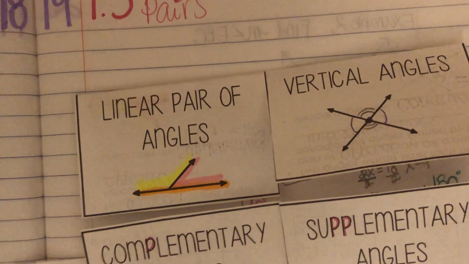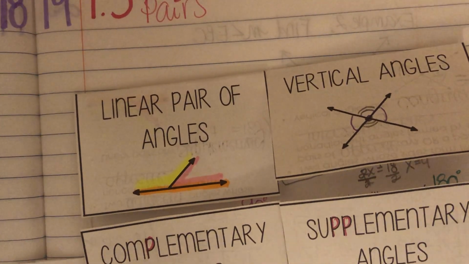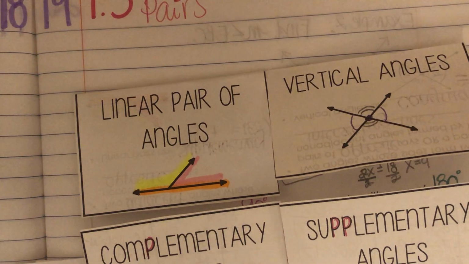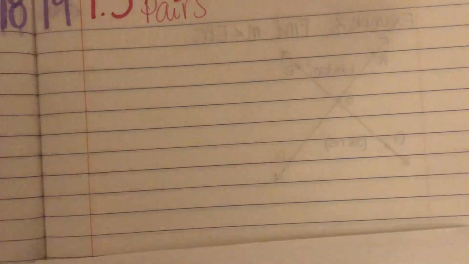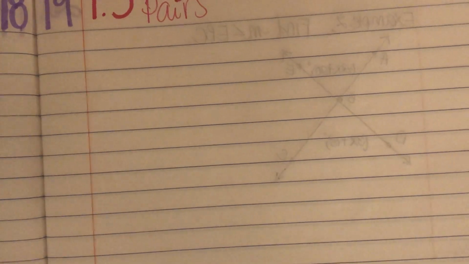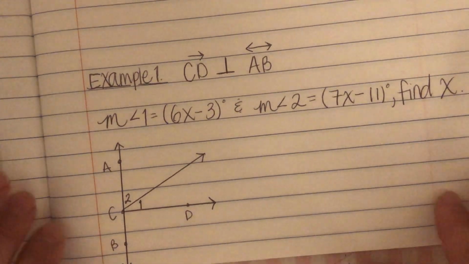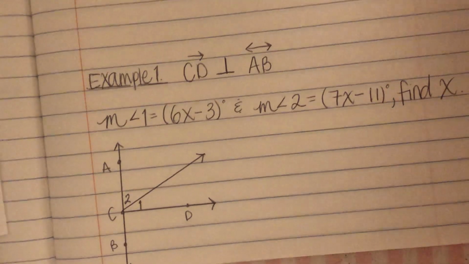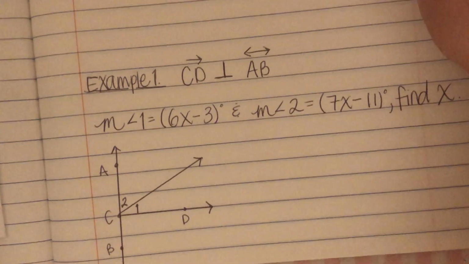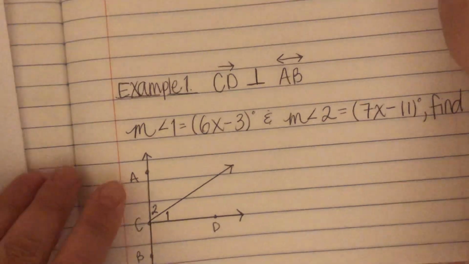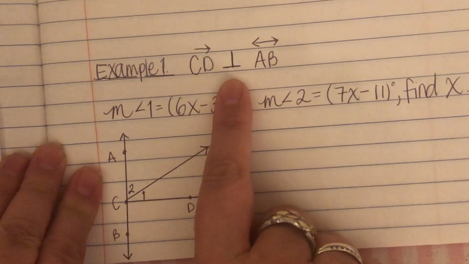I have 2 examples for us to look at, and then I'm done with the lesson. So let me go ahead and move up my page for example 1. I'm going to glue that on in just a minute. All right, in example 1, it says that ray CD, and then I see this symbol.